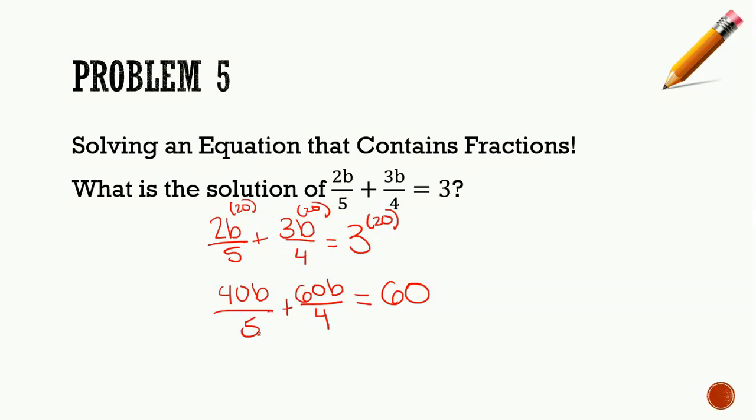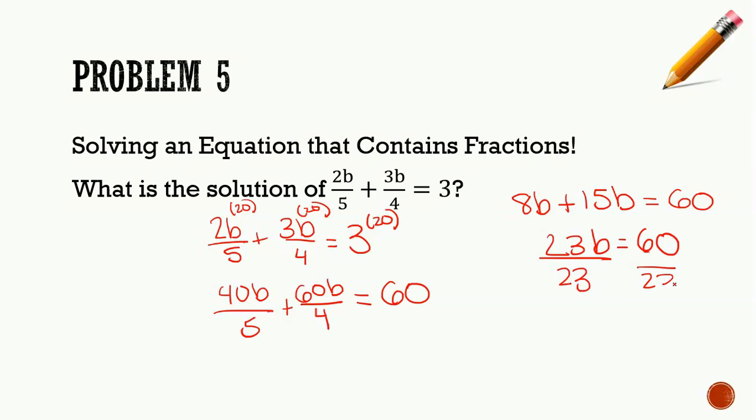Now, 40 over 5. 40 divided by 5 is 8. So I can make that 8b. 60 divided by 4 is kind of a hard one. Let's do it in my calculator quick. 60 divided by 4, that's 15. So that's 15b. That equals 60. This is so simple now. 8b plus 15b, well, that's 23b. That equals 60. So solve, divide by 23.